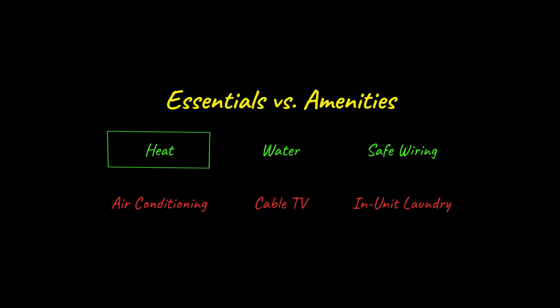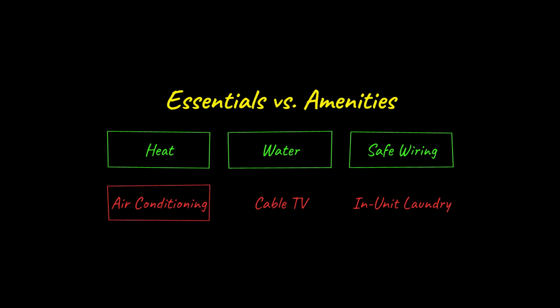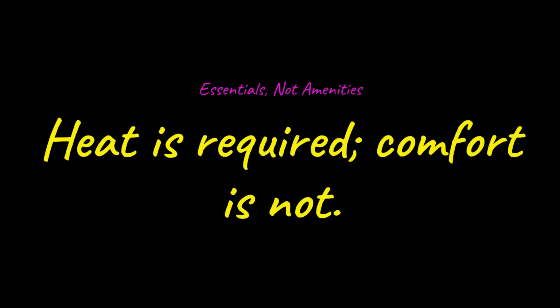The code draws a clear line between essentials and amenities. Heat, water, and safe wiring are required for basic habitability, while air conditioning, cable TV, and in-unit laundry are comforts the code never mandates. Remember the contrast. The sanitary code guarantees a dwelling fit to live in, not one loaded with comforts. Adequate heat in winter is the classic essential, not an amenity.